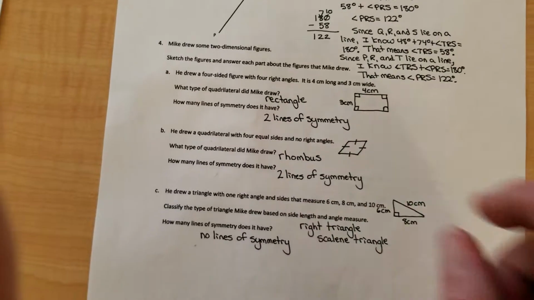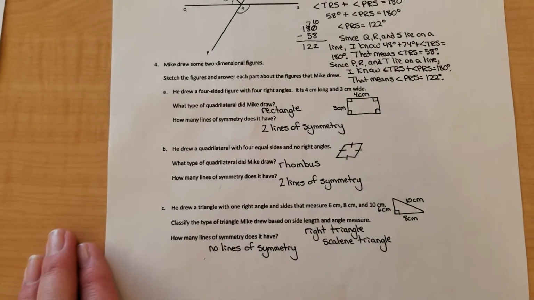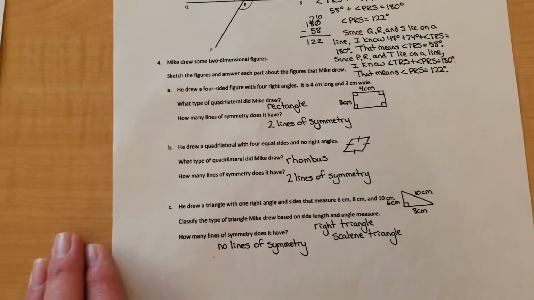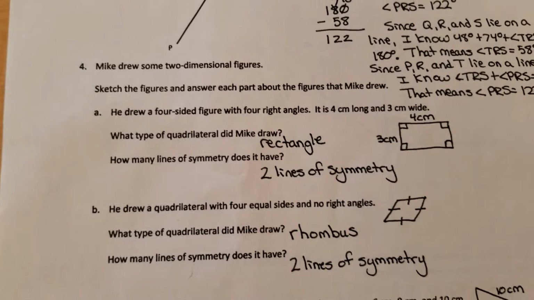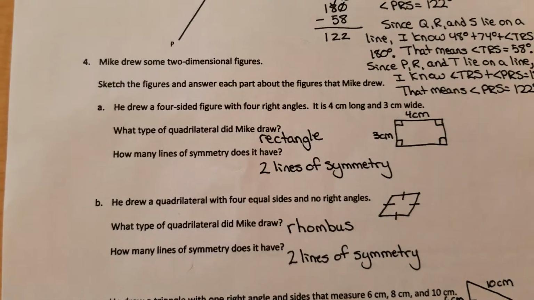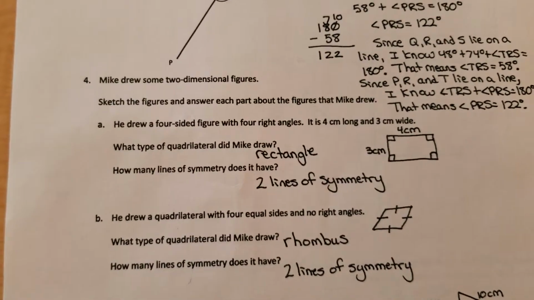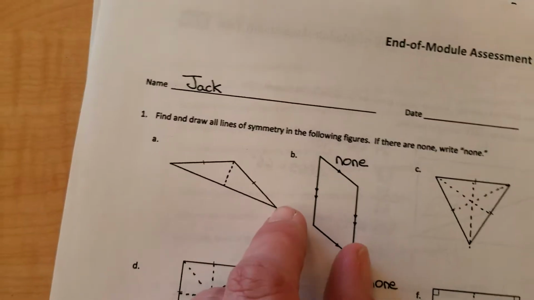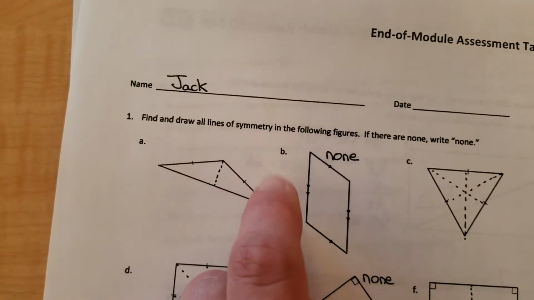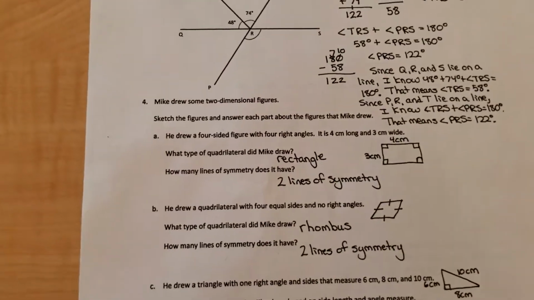Okay, letter B became a little bit hard for some people. It says he drew a quadrilateral with 4 equal sides, but no right angles. 4 equal sides with 4 right angles is a square. No right angles is a rhombus. Okay, now it says 2 lines of symmetry. I know some of you looked right here. This is not, they look close, but this is more of a rectangle. So this is a parallelogram, so it had no lines of symmetry.